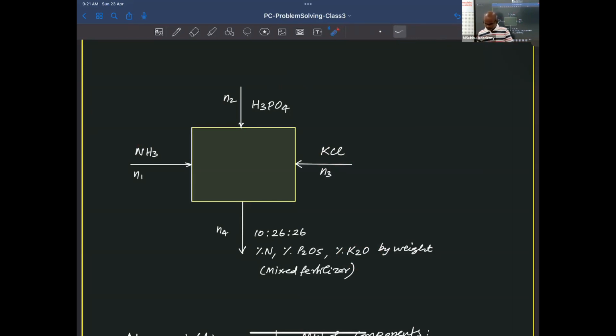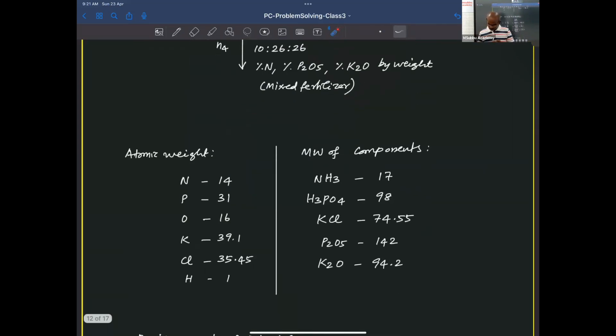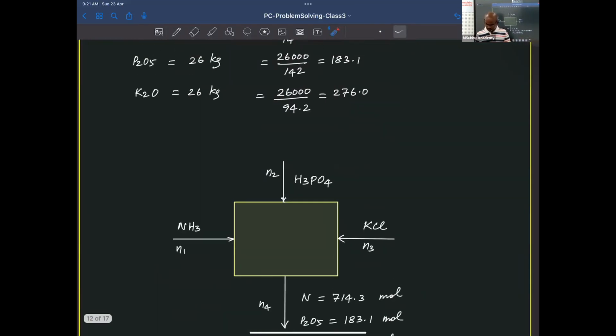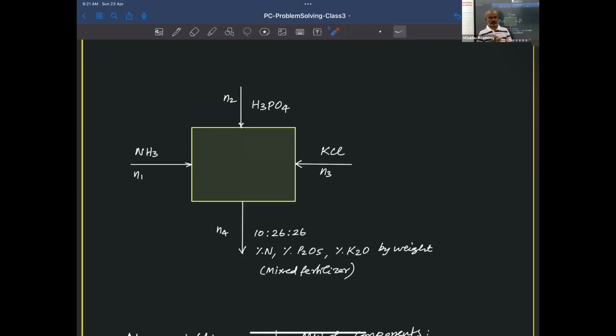We can write balances on K, P, and N directly, simply, because only these three are appearing in this product. Of course, we don't know the Cl content or the H content of the product. There are 7 atoms involved, H, N, P, O, and others, but the product has data only about some of them.